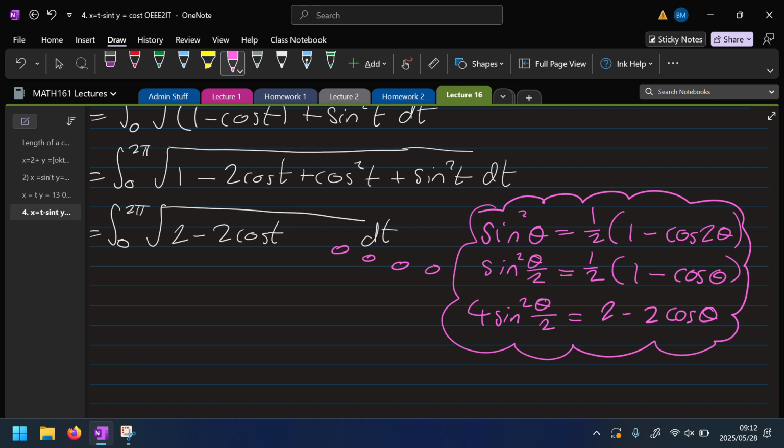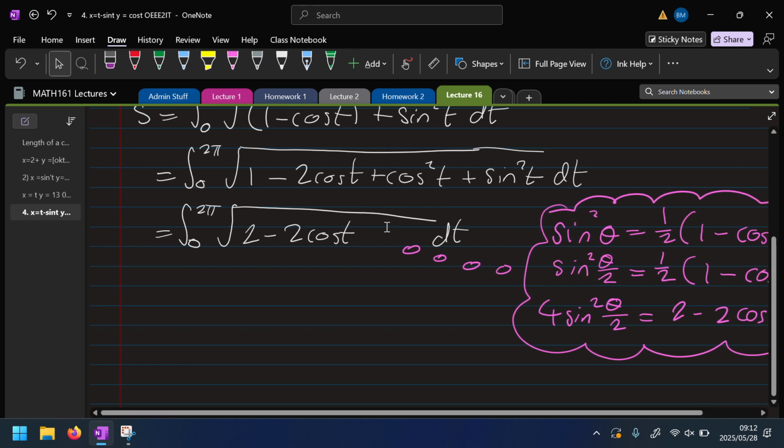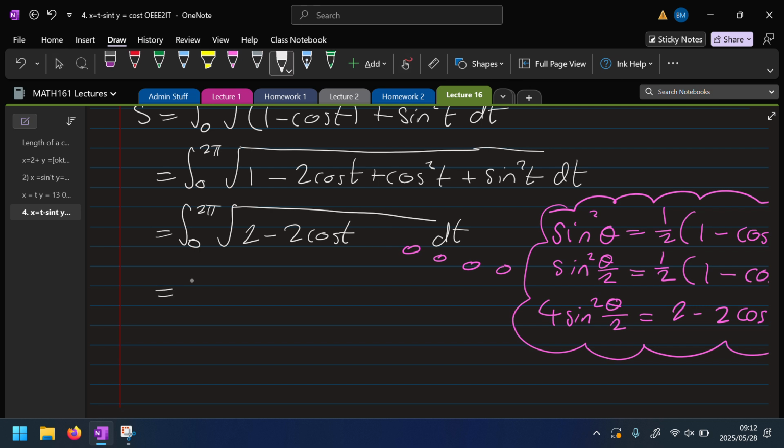Okay, so a little bit of work with the double angle, the sine squared being written in terms of cos. Remember, sine squared is half of 1 minus cos 2 theta, and cos squared is 1/2 times 1 plus cos 2 theta. Please remember your trig identities. So this whole inside part here, we can replace with 4 sine squared t over 2. So that's the integral from 0 to 2 pi of the square root of 4 sine squared t over 2 dt.